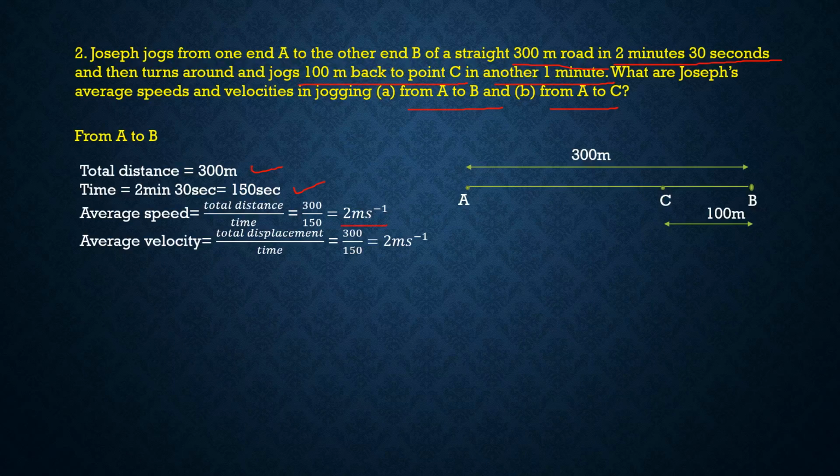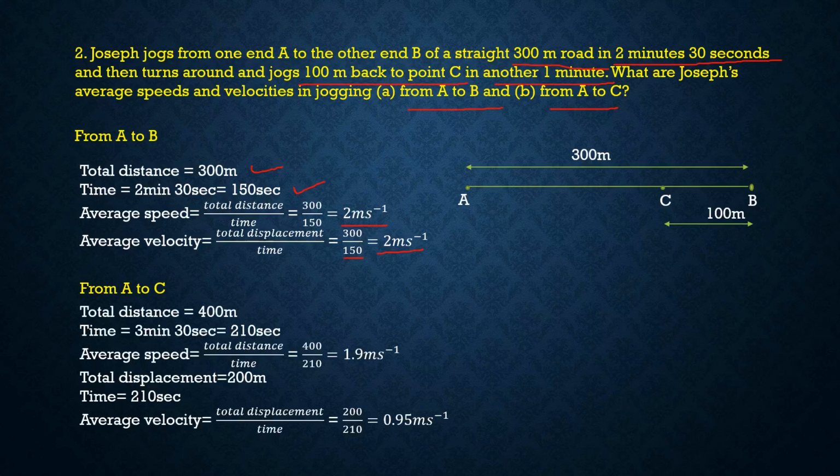Average velocity is total displacement upon time. Displacement is 300 from A to B and time is 150. So we will again get 2 meters per second. Now from A to C. From A to C, total distance is 300 plus distance from B to C, that is 100 meter. So total is 400.